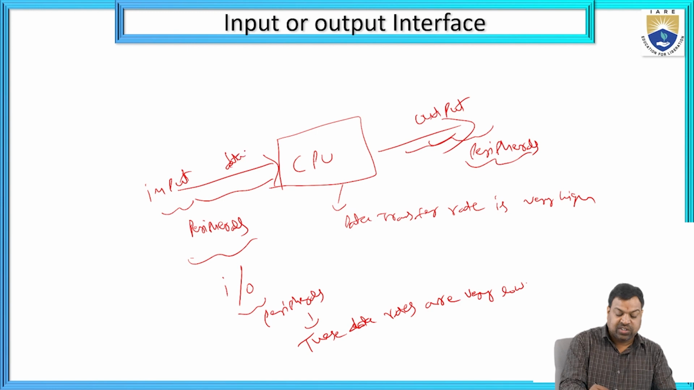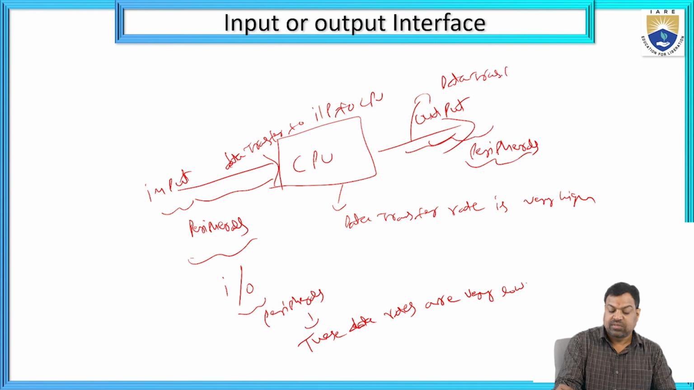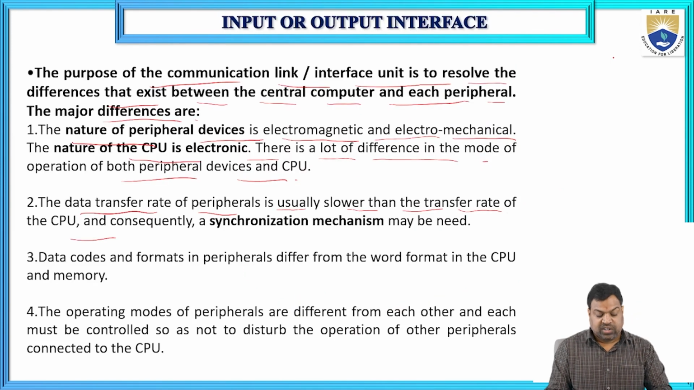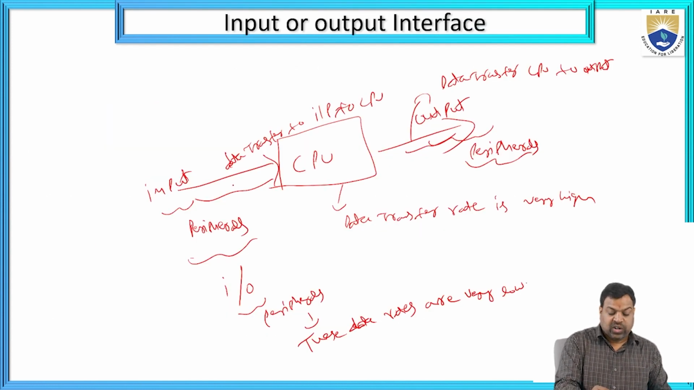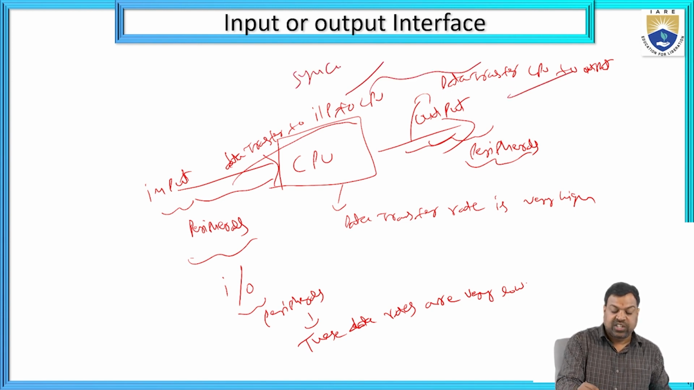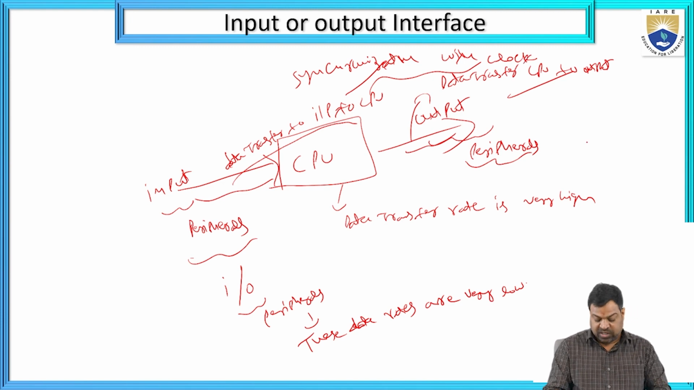So inputs and outputs, what do we see? It is a data transfer: data transfer from input to CPU, and data transfer from CPU to output. The rate of peripherals is usually slower than the rate of the CPU, and a synchronization mechanism may be needed. So for the data transfer to input and to output, definitely we need synchronization with a clock pulse.